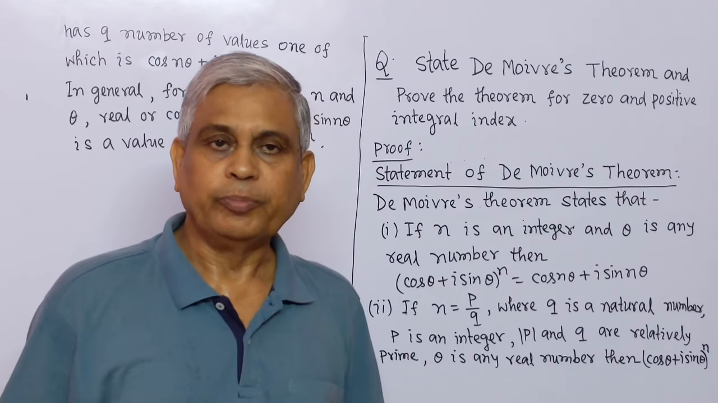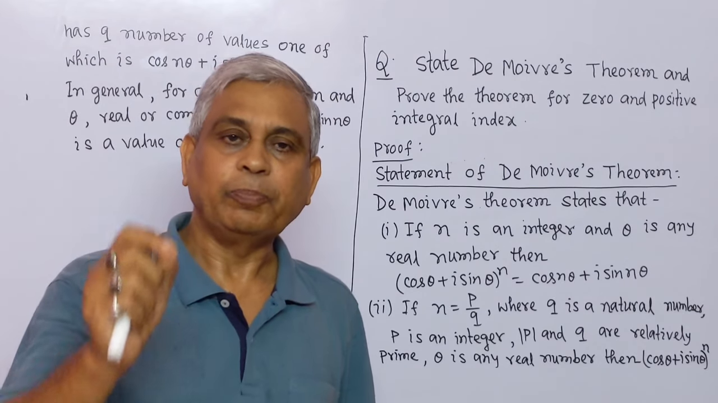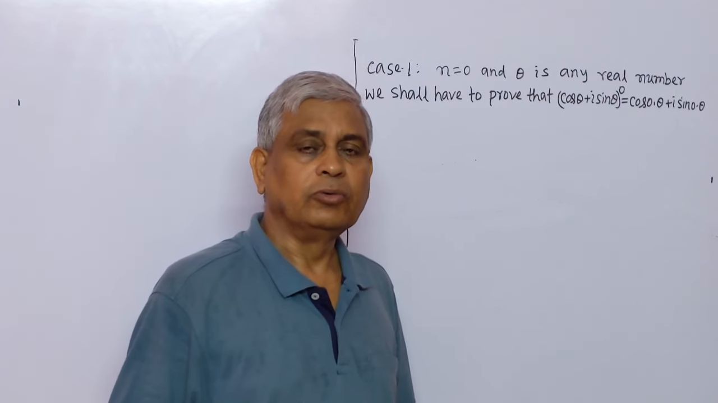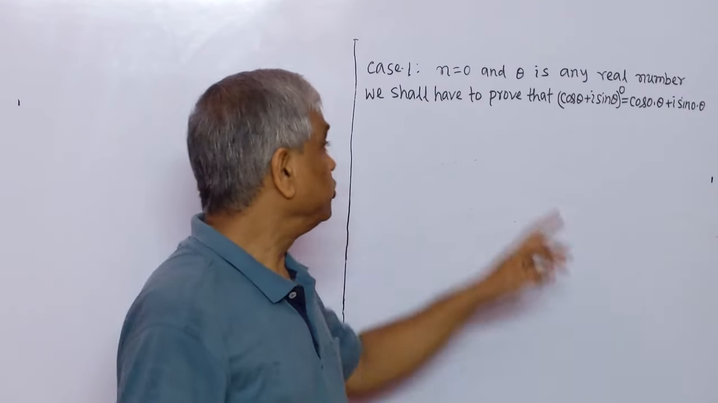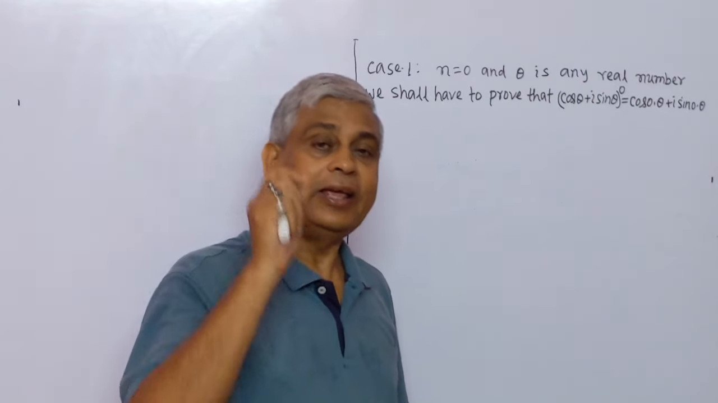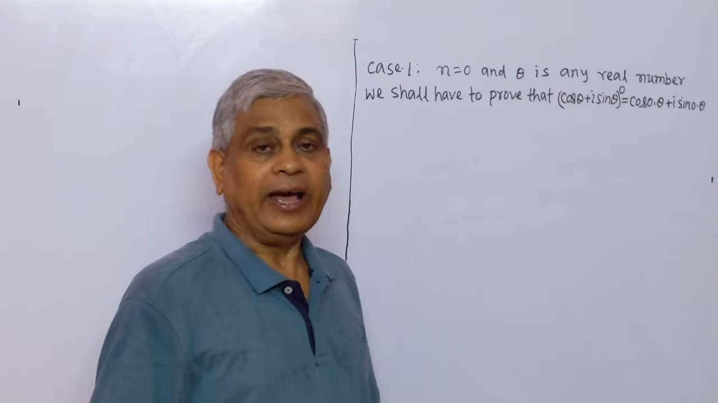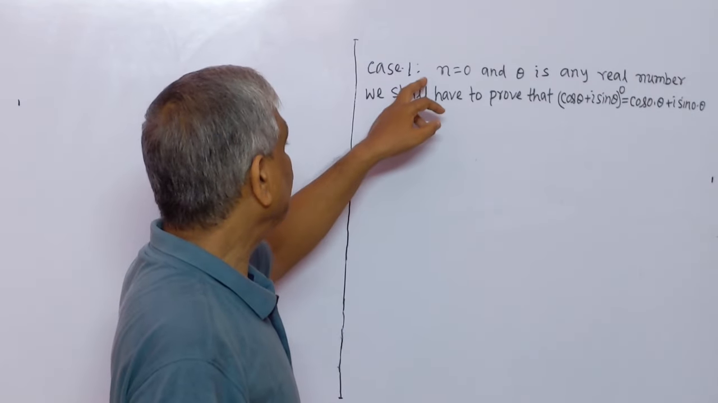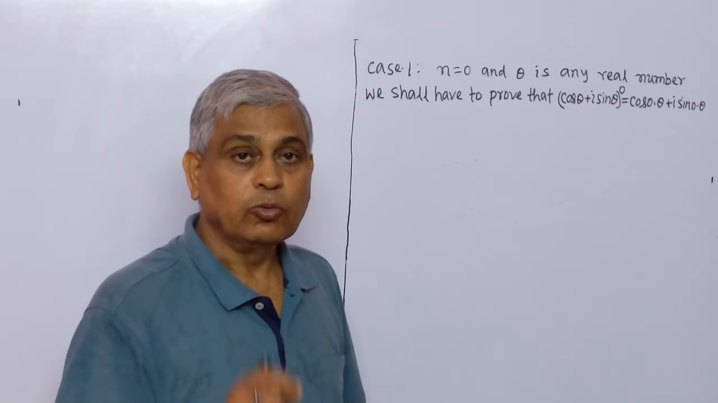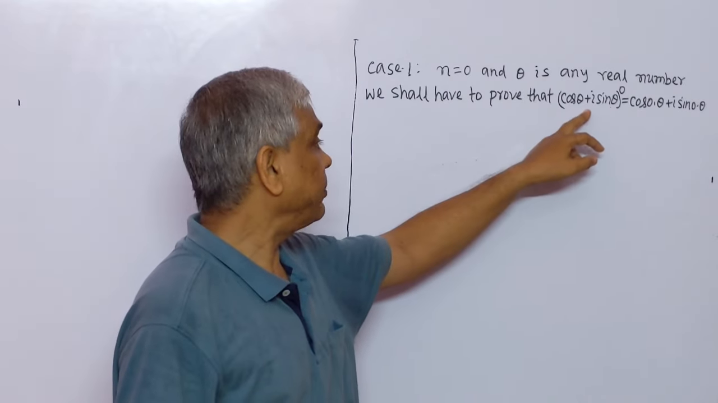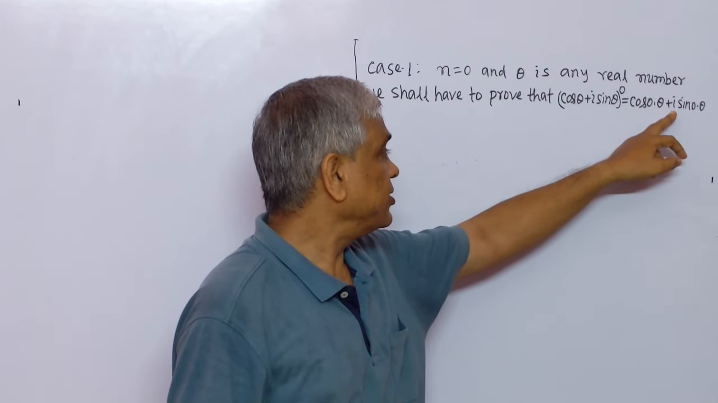Now we prove the theorem for n equal to 0 as an index and for n a positive integral index. Now we shall prove case 1. Case 1 is for n equal to 0 and theta any real number. That is, we have to prove the theorem for the integer 0 as index. Therefore, in case 1, n equal to 0 and theta is any real number, we shall have to prove that (cos theta plus i sin theta) whole to the power 0 equal to cos 0 theta plus i sin 0 theta.